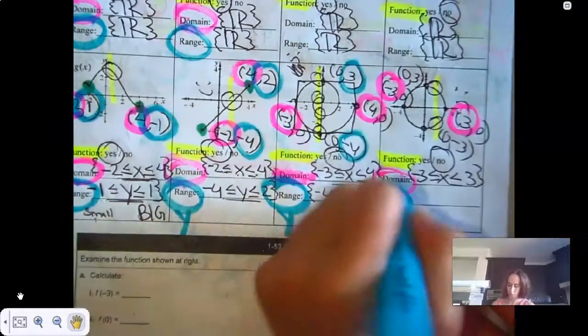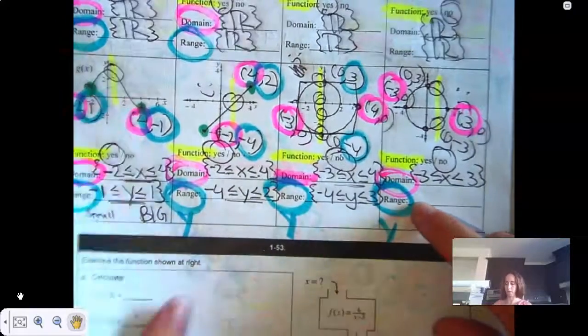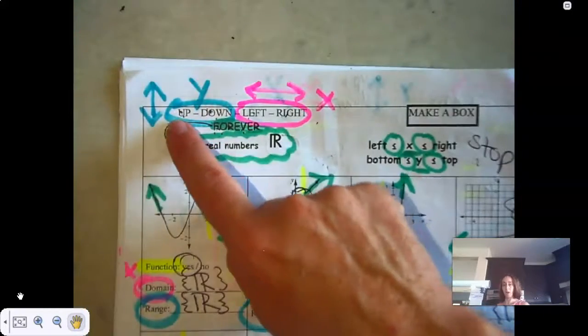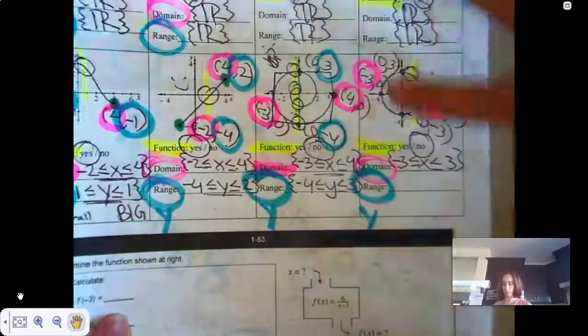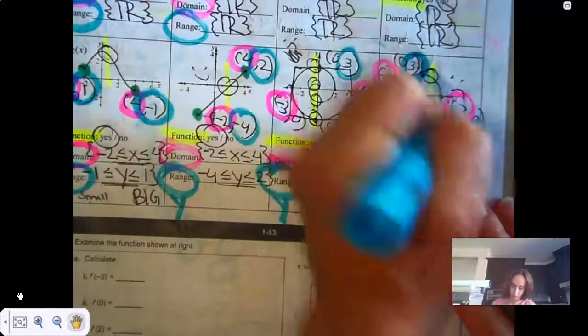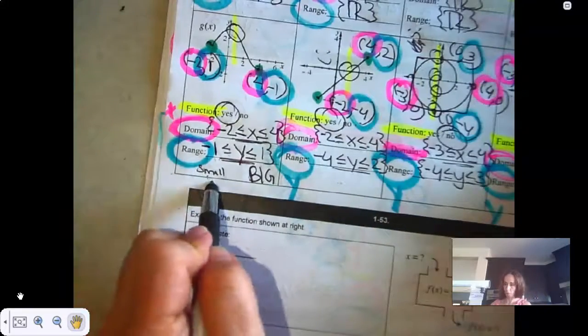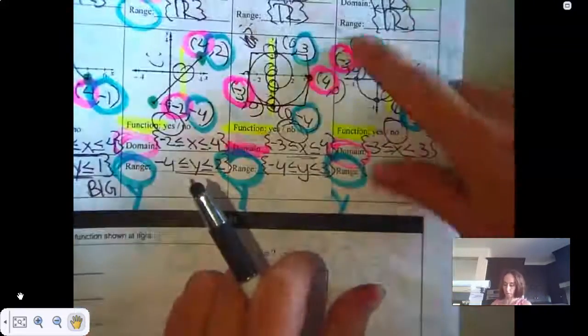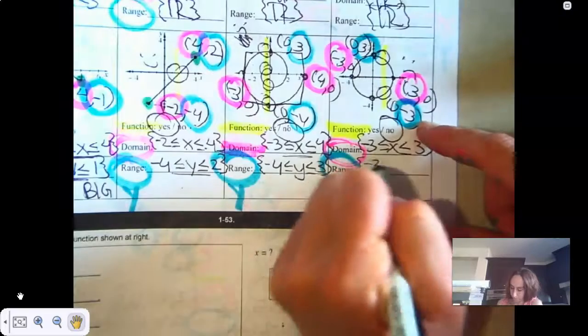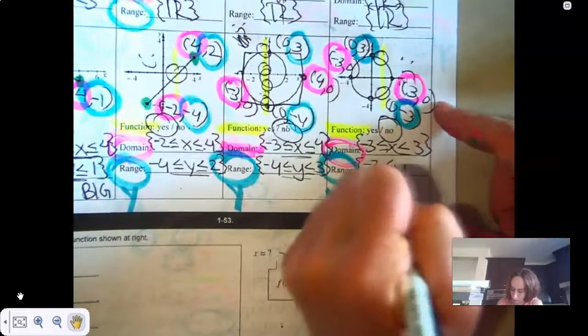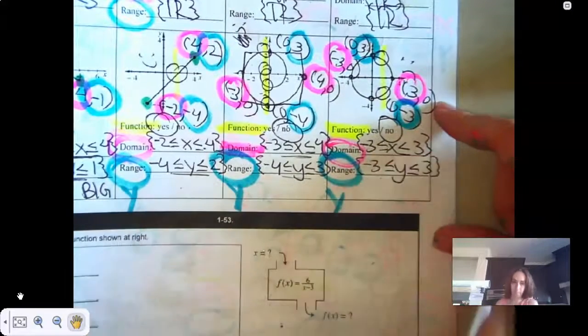Range. Range is your y. So range is everything up and everything down. Up, down. So I go y, y. And then I do my set notation. Small first. Small, less than or equal to y, less than or equal to 3.